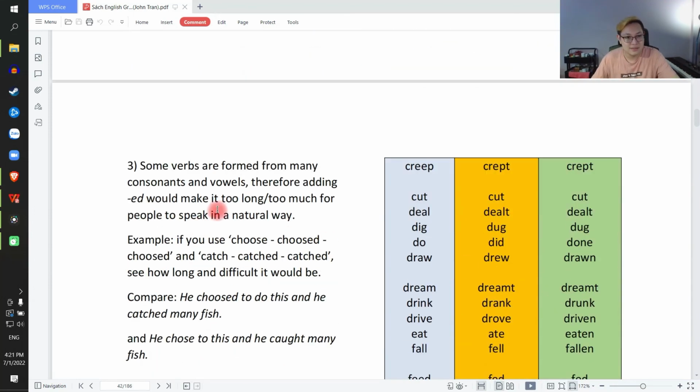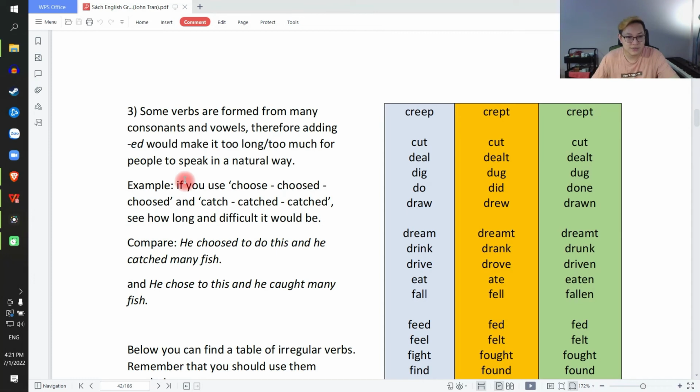Okay, number three, the third reason is some verbs are formed from many consonants and vowels. Therefore, adding ed wouldn't make it too long or too much for people to speak in a natural way. Lý do thứ ba là một số động từ được tạo thành từ nhiều cái phụ âm và nguyên âm. Vì vậy thêm cái ed vào á, nó sẽ làm cho nó quá dài hoặc là quá nhiều để mà con người ta có thể nói cho một cách là tự nhiên được. Nó miễn cưỡng lắm. For example, if you use choose it, or choosed, and catched.